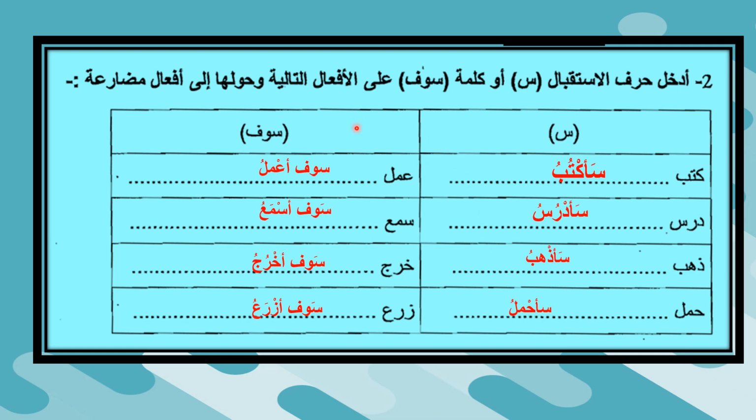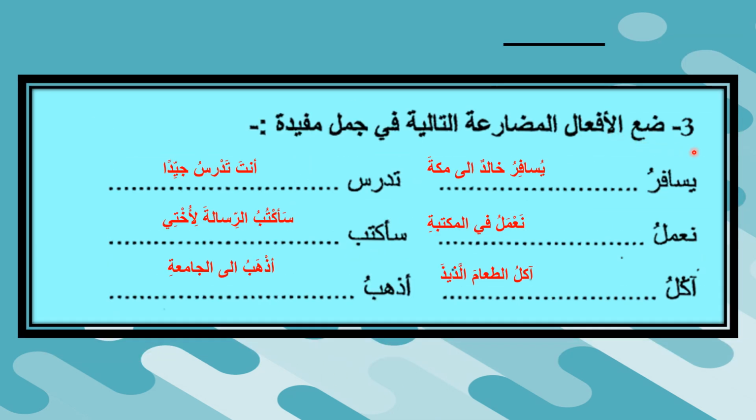And the next one is adding sawfa before the present tense. Amal, to do action. Sawfa a'malu means I will do it. Inshallah, when you want to say in future, I will do it. Sami'a, to hear. Sawfa asma'u, I will hear it very soon. Kharaja, sawfa akhruju, I will leave very soon. Zara'a, to plant. Sawfa azra'u means I will plant it very soon.